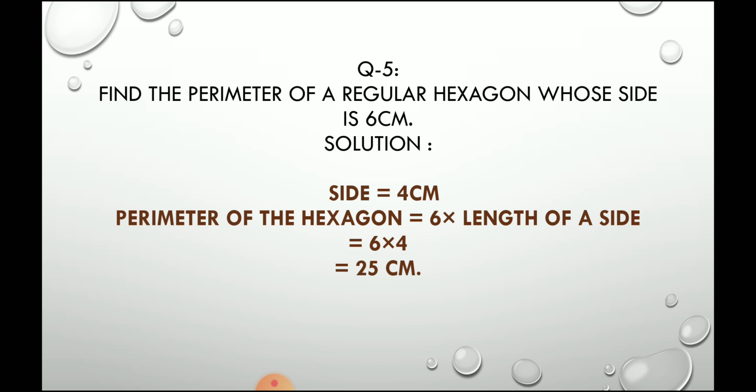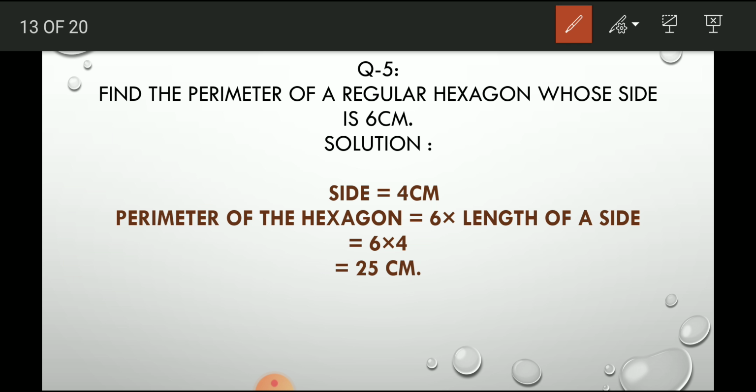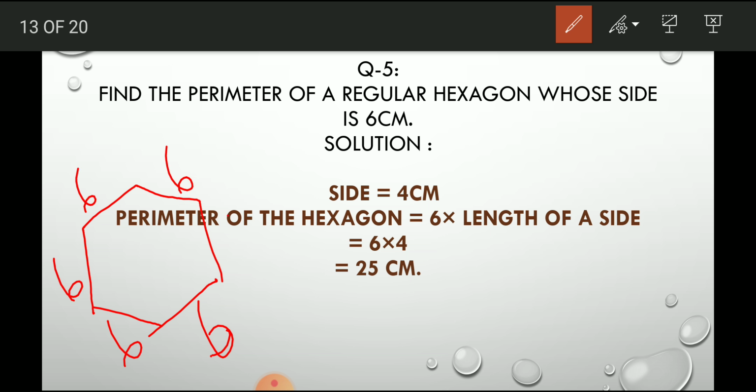Okay. So see the question number 5. Find the perimeter of the regular hexagon whose side is 6 centimeter. Hexagon, 6 sides. Okay. So 3, 4, 5, 6. Each side is 6. Okay. So we can use the formula for the perimeter of the hexagon. So how many sides? 6 into the length of a side.